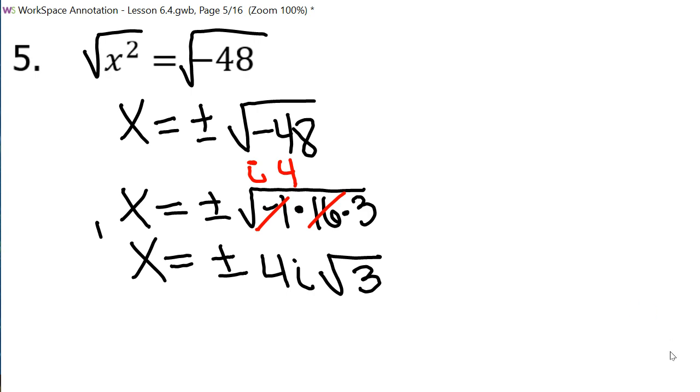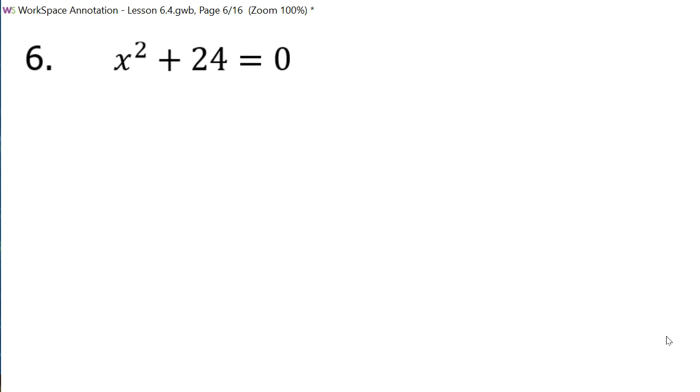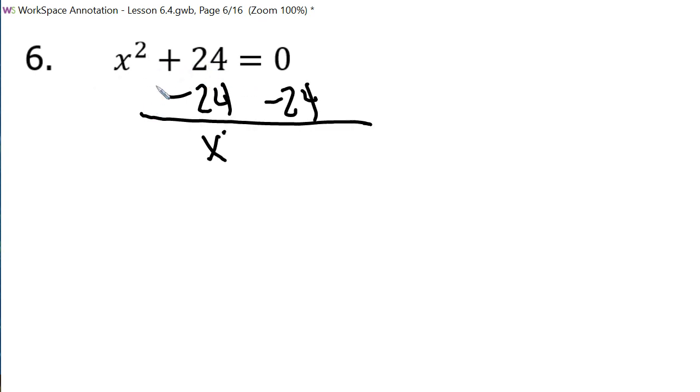Next one, number 6. Step 1: is the x squared by itself? No. How do I get rid of the plus 24? Subtract 24 from both sides. So x squared equals negative 24. How do I get rid of the square? You've got to square root it.